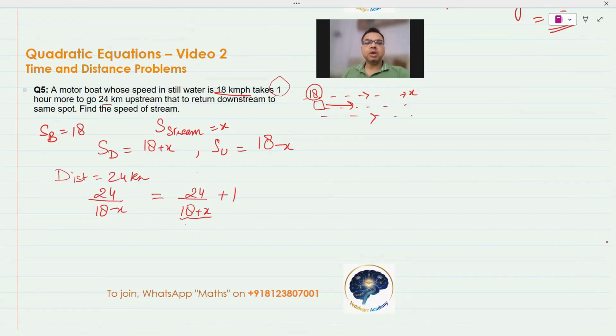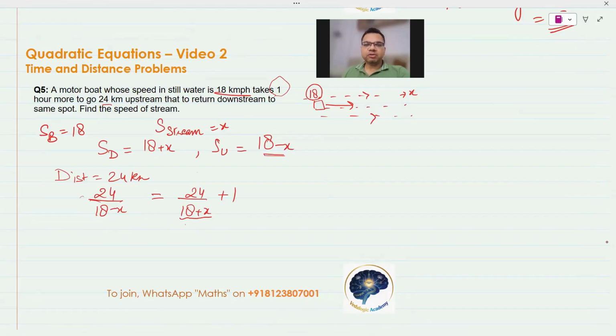1 hour more to go 24 kilometer upstream. So when I say upstream, 24 upon 18 minus x is the time because the upstream speed is 18 minus x, right? That will take more time for sure. And similarly for the downstream, it is 24 upon 18 plus x. And I've added 1 to it and equated them.